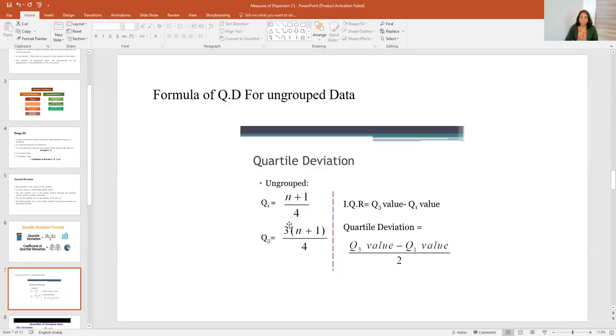For ungrouped data, or individual observations, Q1 will be calculated as the (n plus 1) by 4th observation. As the whole data is divided into 4 parts, Q1 will be the (n plus 1) by 4th observation, and Q3 will be the 3 into (n plus 1) by 4th observation. After calculating Q1 and Q3, Q3 minus Q1 divided by 2 will give you the quartile deviation.